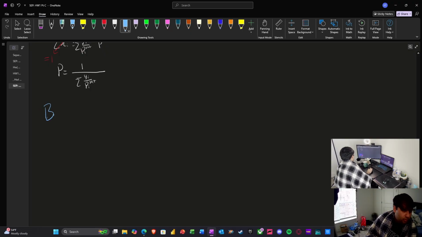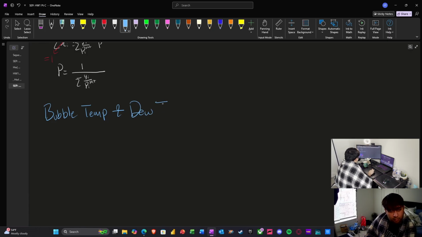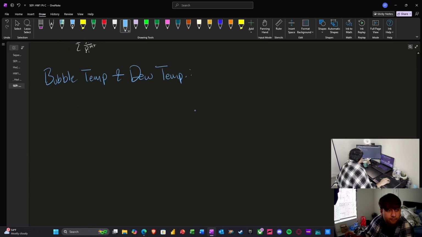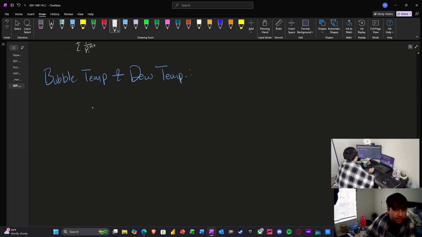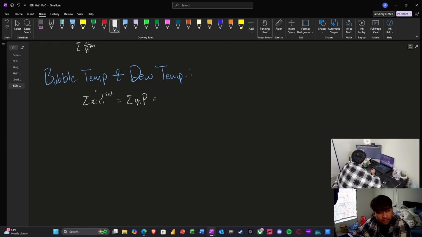However, for bubble temp and dew temp, it's going to be a little bit different, and I'll explain why. So let's go ahead and write down our sum of xi Pi sat equals the sum of yi P. However, if you take the sum of both sides, it just equals out to 1.